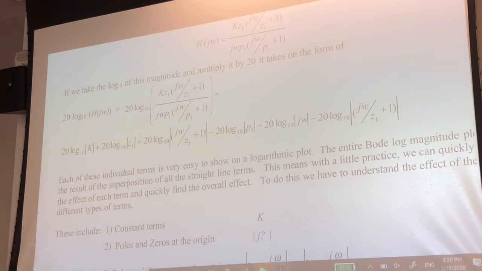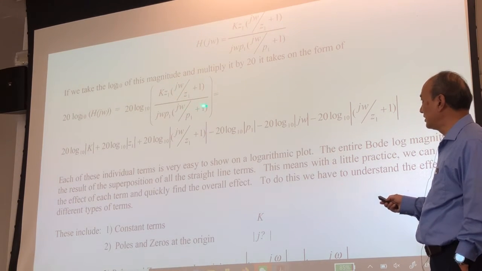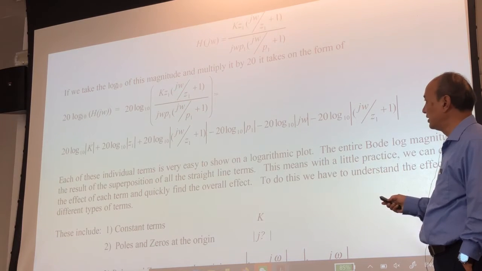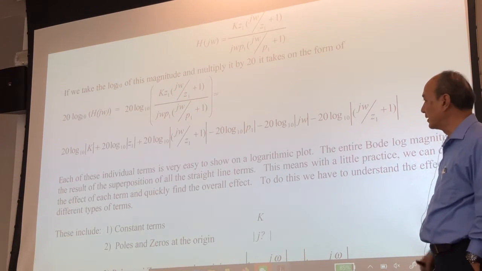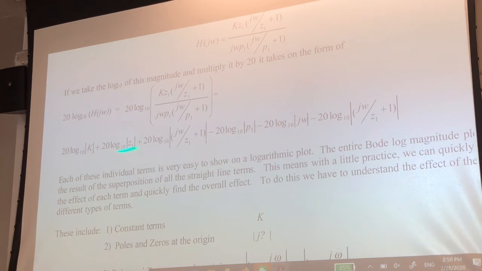If you are not very familiar with complex numbers, so these are complex numbers, right? So you have j, which is the square root of minus 1. So these are individual terms in the logarithm plot. So the entire Bode plot magnitude is a result of this superposition of all the straight line terms.